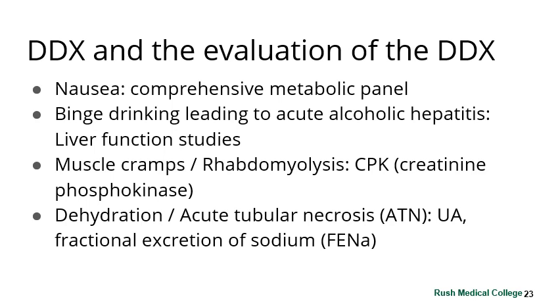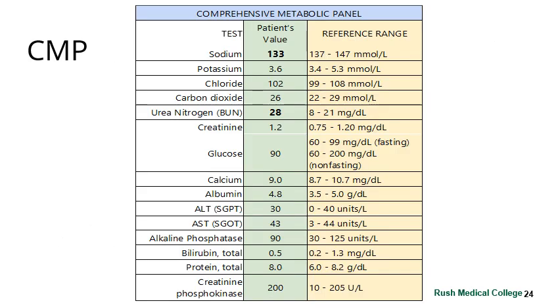So here you see the results of the comprehensive metabolic panel, and we've bolded the abnormalities for you. There are two in this case, although you look at the creatinine phosphokinase and it's certainly on the high end of normal, so that is something to note. But otherwise, he has a high BUN and a low serum sodium. Again, you're looking to see which of your differential diagnoses this supports.